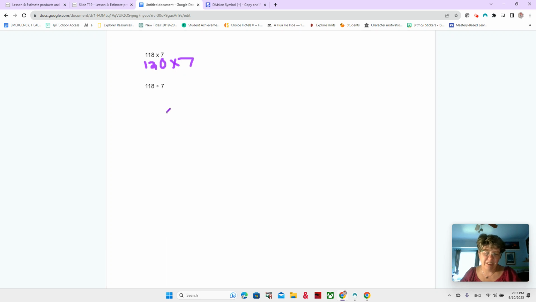Now, would we use 120 divided by 7 to estimate the quotient, division? Would this work, 120 divided by 7? Could we use that to estimate 118 divided by 7? Not really, right? Because 12 divided by 7, that's not going to come out equally. So which numbers can we round so that we can mentally estimate the quotient of 118 and 7?